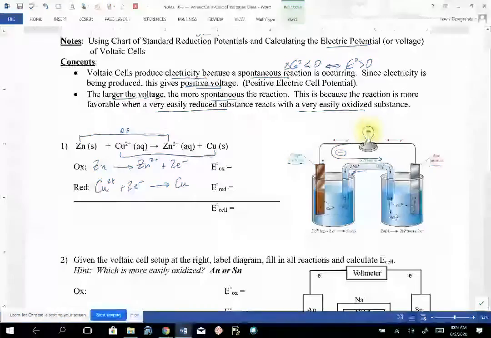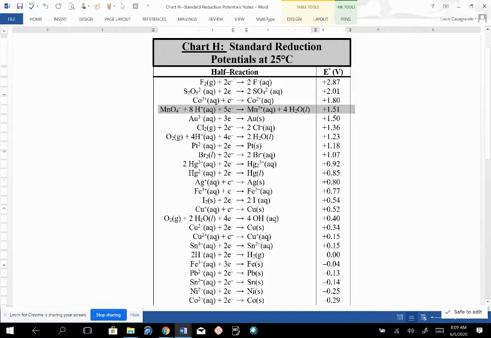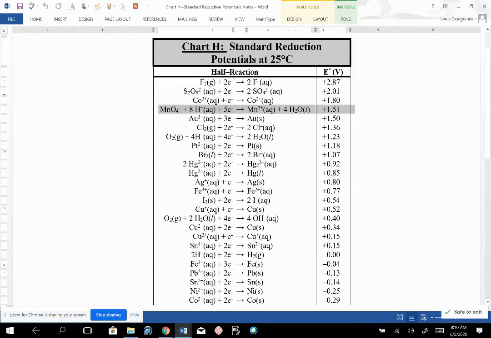Now, let's go and take a look at chart H and see how to fill in the E naughts for the oxidation and for the reduction. So chart H has a list of the standard reduction potentials. These are all reduction potentials so that we can compare everything's strength as an oxidizing agent. Remember, as it reduces, it's an oxidizing agent. And so up at the top, we have the strongest oxidizing agents.